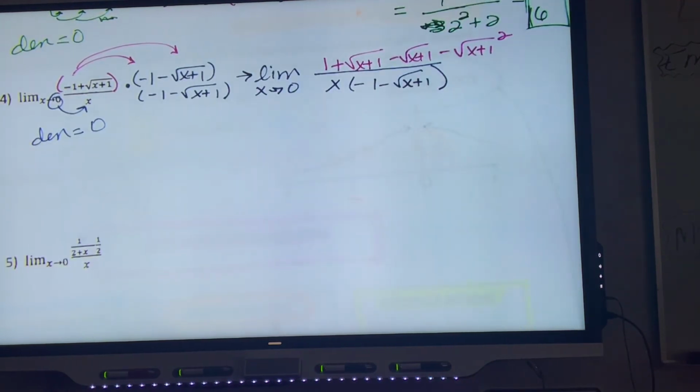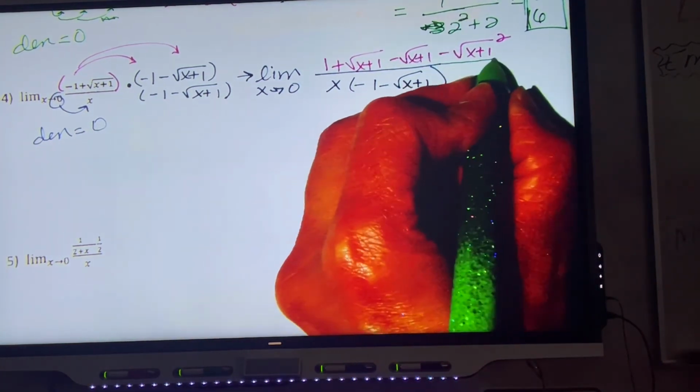I think the light from outside is affecting my focus there. Okay, something happens in the numerator. What is it?